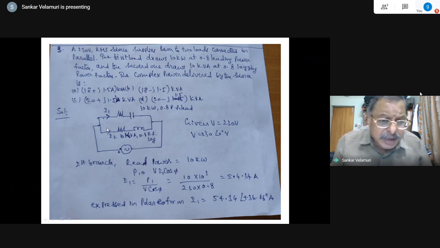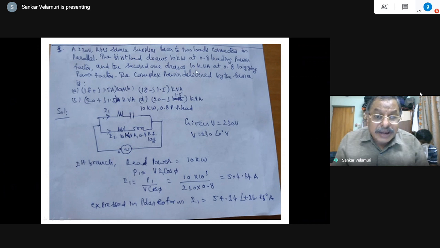The circuit diagram drawn for this particular problem is: V is given as 230 volts, shown as 230 angle 0, the reference phasor. For the first load, which draws 10 kilowatts at 0.8 leading power factor, it must be an RC circuit because it is predominantly capacitive. Leading power factor means RC, no other choice. So we treat it as a series RC circuit, predominantly capacitive. And the second one is a 0.8 lagging power factor circuit with 10 kVA.